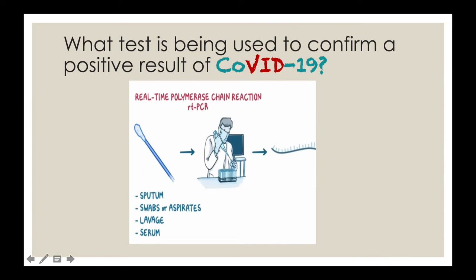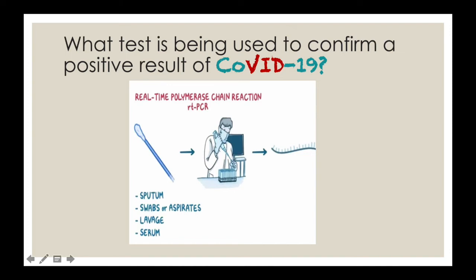So what is the test that's being used to confirm a positive result of COVID-19? This test is called the real-time polymerase chain reaction test, or RT-PCR. This test is intended for use with upper and lower respiratory specimens like sputum that is collected from persons who meet CDC or Center for Disease Control criteria for COVID-19. This is a quick test that can detect a very small amount of viral RNA.